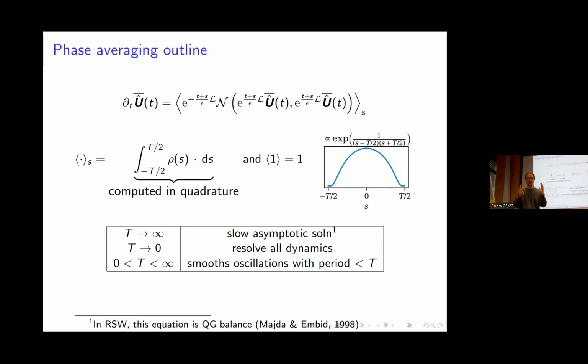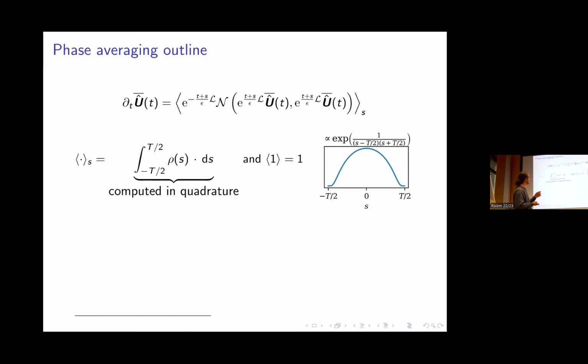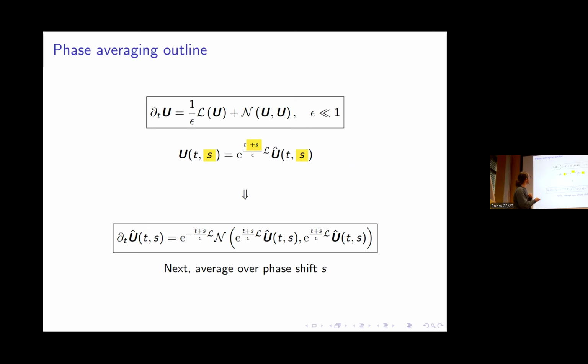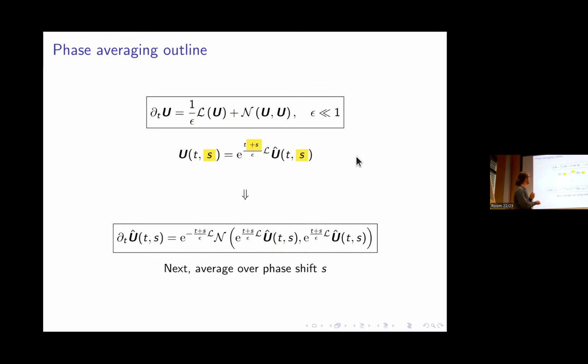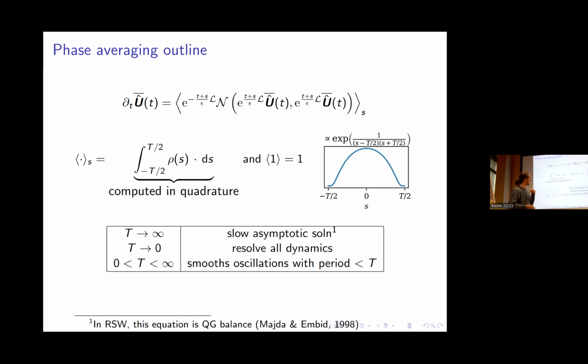If you shrink this averaging window to 0, your bump function becomes a delta function. You squeeze the sides and it becomes a delta function. That means you aren't doing any averaging and you get back to the unaveraged equation here, so you resolve the full dynamics of the system. The limit we're interested in is this intermediate limit, somewhere between 0 and infinity, where you have a finite time averaging window. This smooths out oscillations with a period of less than T, so you're filtering out some of the fast oscillations of the system.